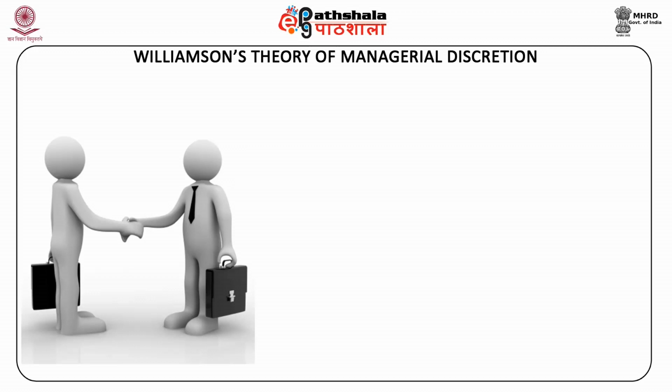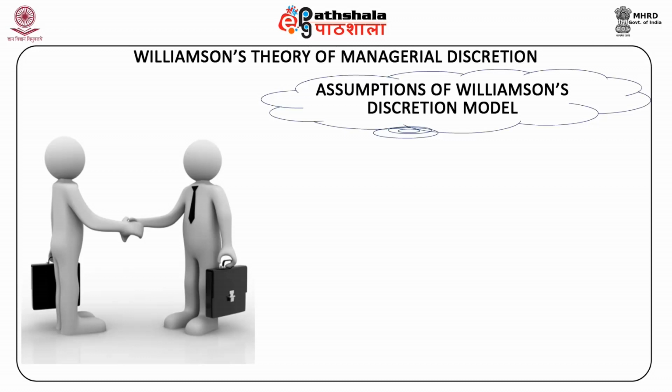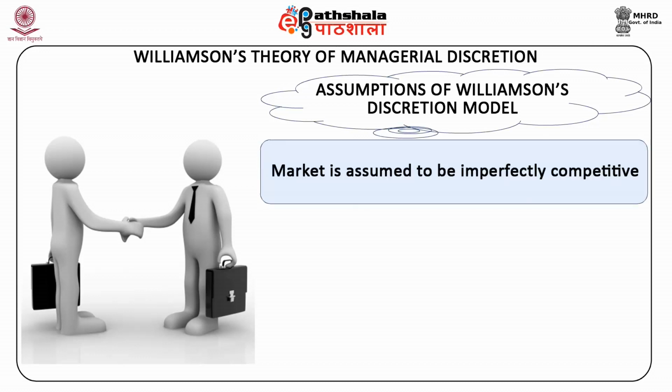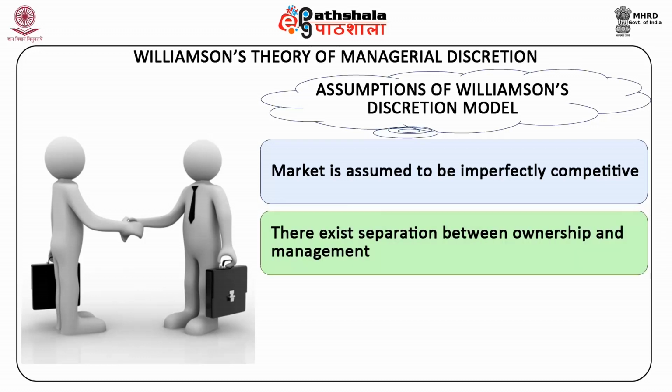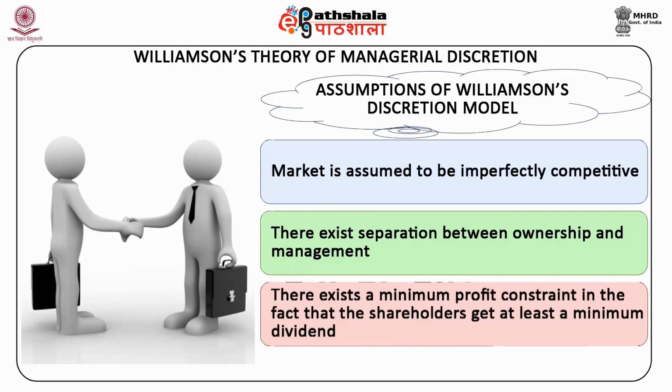Sometimes managers face job insecurity if they are unable to achieve a minimum level of profit to be distributed among shareholders as dividends. Some of the working assumptions of Williamson's model of discretion are: the market is assumed to be imperfectly competitive. There exists a separation between ownership and management. There exists a minimum profit constraint, in that the shareholders get at least a minimum dividend.